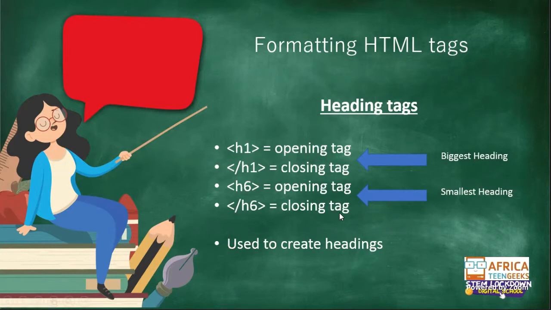Now, you may be thinking, do we get other ones as well? Yes, we do. We do get H2, H3, H4, H5, up to H6. So if you want to create a main heading, you'd probably use H1, then for a subheading you'd probably use H2, and then a subheading after that would be H3, and it goes all the way down up until H6. And like I said, these ones are used to create headings.